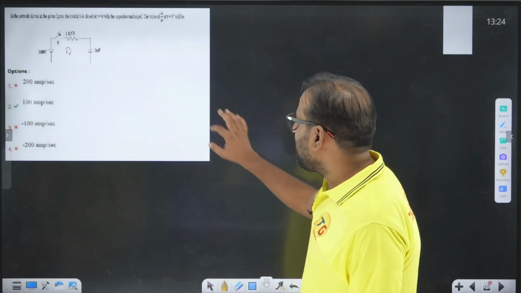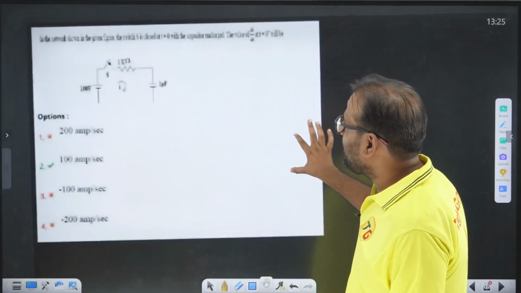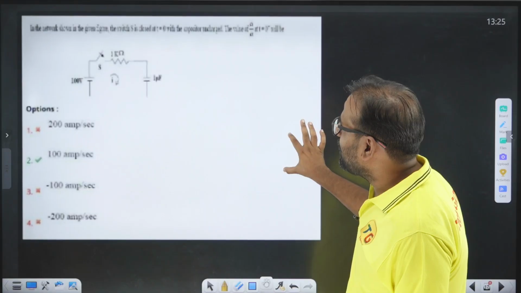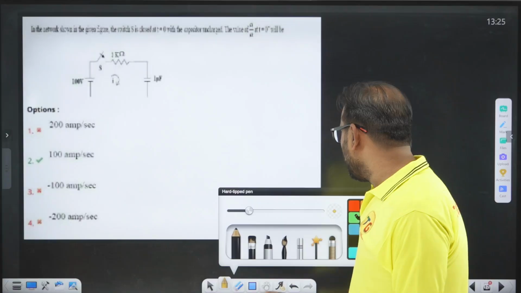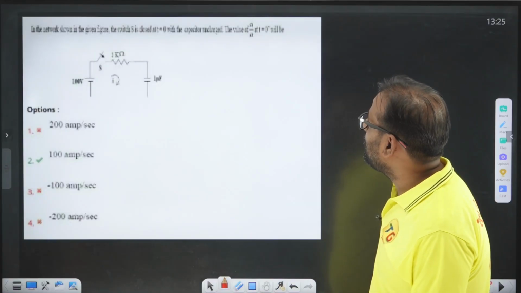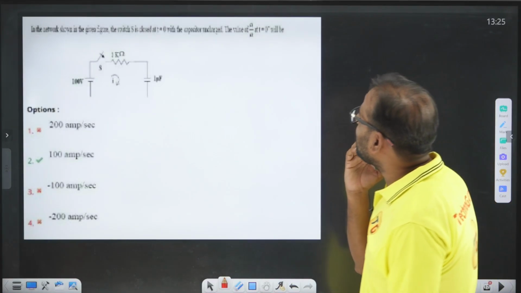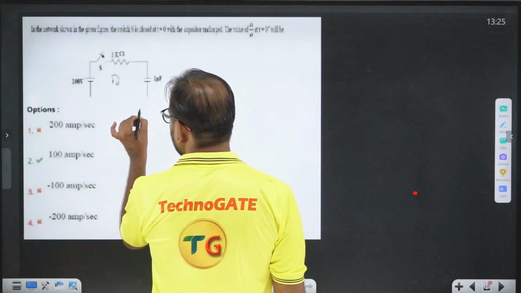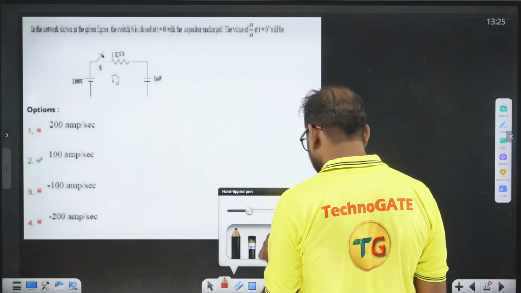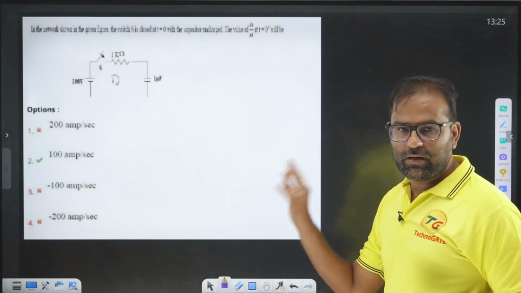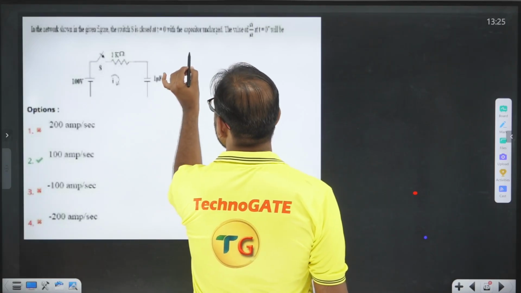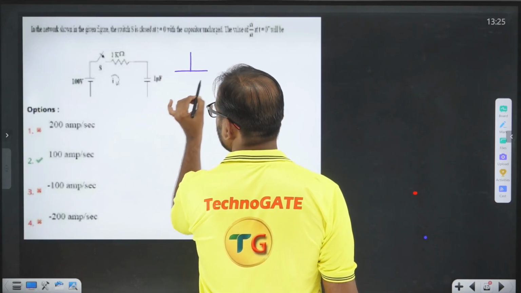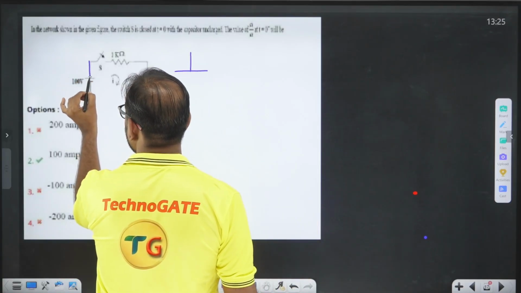Now we have the next question, and what is the next question saying? It says that in the network diagram, at t equal to 0, what is the value of di by dt? Okay, what circuit do we have? Let me redraw the circuit because the question is not very clearly visible. This is your circuit.